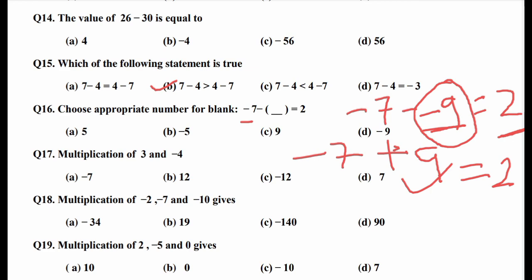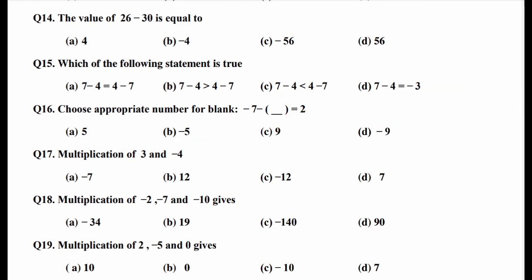So minus 9 is the answer. Or you can solve this by substituting values like 5, minus 5, 9, minus 9 in this blank, and you can check whether you will get the answer 2 or not. And here the answer is D.